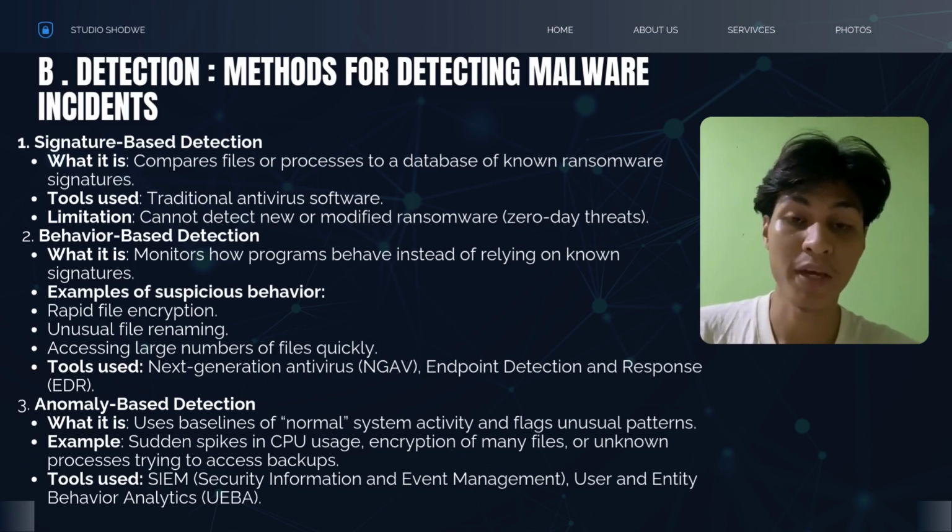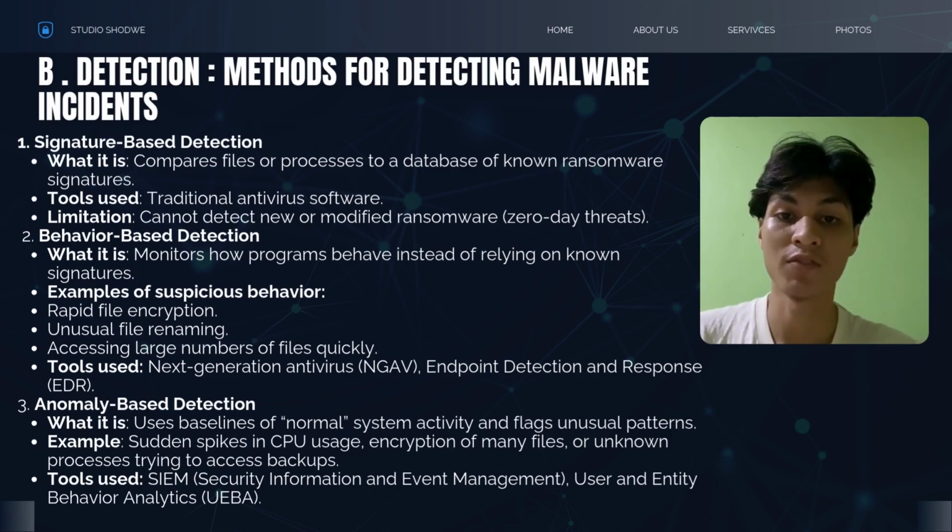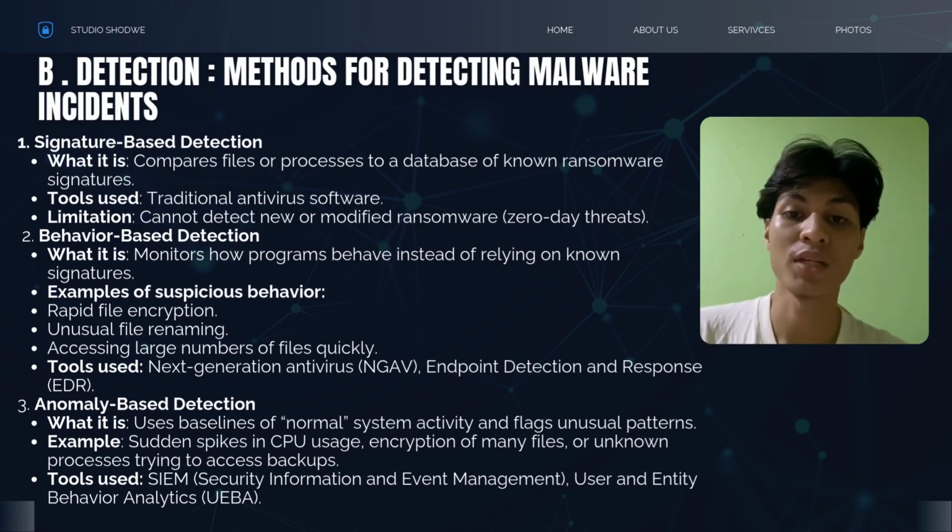Number two is behavior-based detection. Behavior-based detection monitors the actions of processes in real time and flags suspicious activities that resemble ransomware behavior. For instance, if a process starts encrypting files rapidly or modifies large numbers of files within a short time, it may be considered malicious. This approach is more adaptive than signature-based methods, making it suitable for detecting new ransomware variants that behave like known threats.